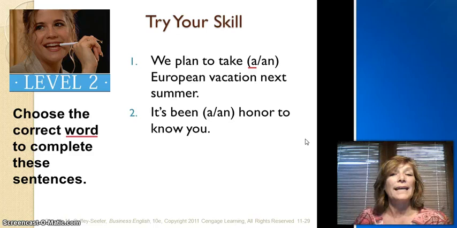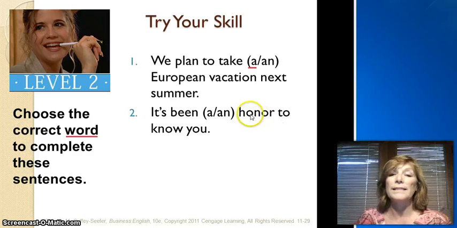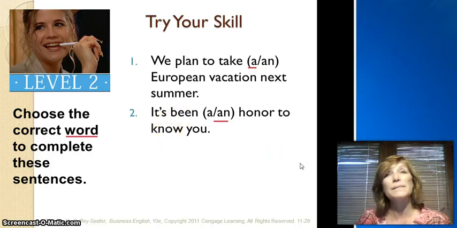It's been a or an honor to know you. Well, "honor," we don't say the H, so we're really saying the O vowel sound, so we're going to use "an." It's been an honor. And it has been an honor to know you guys.